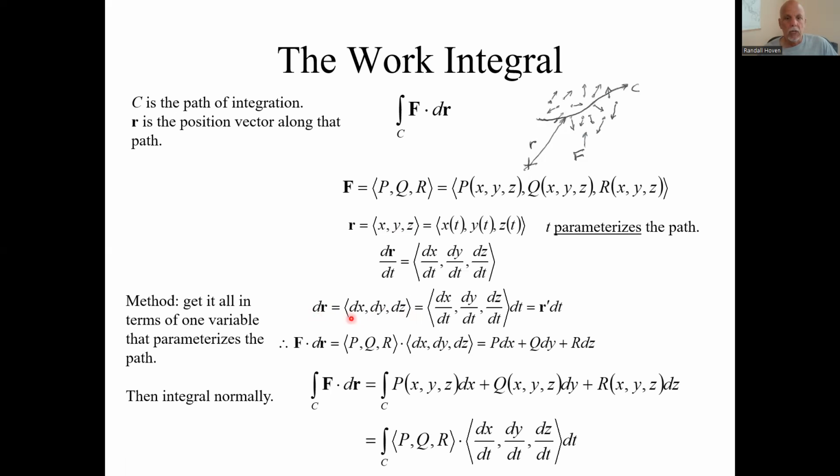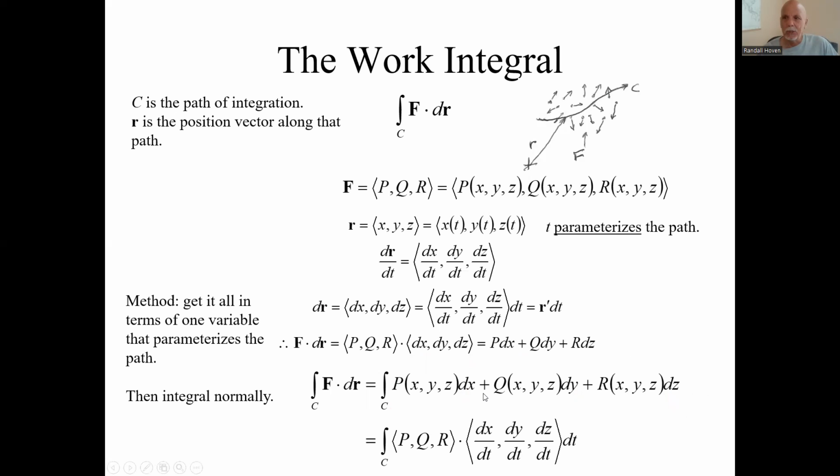If you take the dot product with that format, F is P, Q, and R, where each of P, Q, and R are in turn functions of x, y, and z. That dot product, F dot dr, is going to look like this, which means the work integral could end up looking like this. Which looks kind of strange if you're new to this. It's a single integral symbol. There's a dx, a dy, and a dz in it.